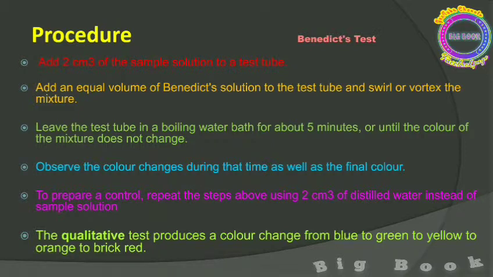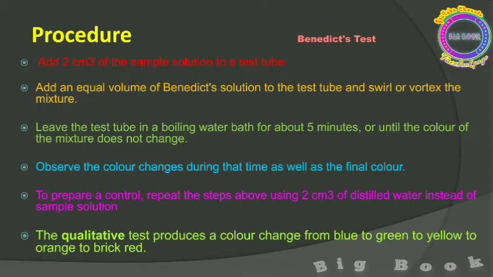Further is the procedure for Benedict's test. Add 2 cm³ of the sample solution to a test tube and add an equal volume of Benedict's solution to the test tube and swirl or vortex the mixture. So here we are going to mix the sample and the Benedict's solution properly.